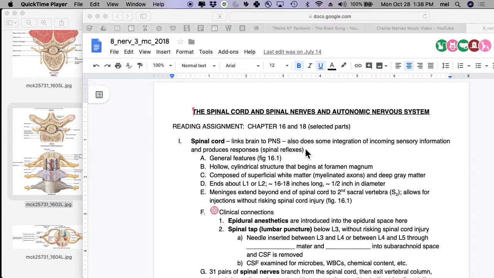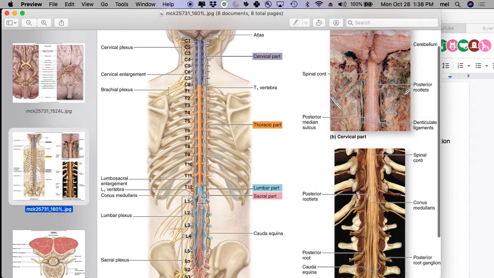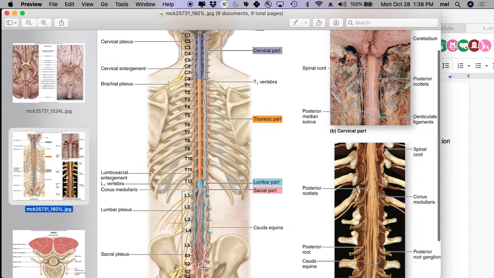Okay, and we're going to talk about this today. Here's the deal with the spinal cord. The spinal cord ends about L1 or L2, but the meninges do not end at L1 or L2. The meninges go down all the way to S2 or S3, okay?